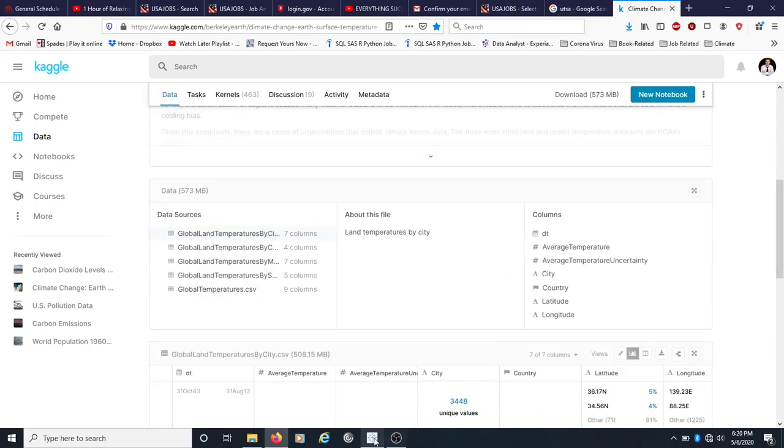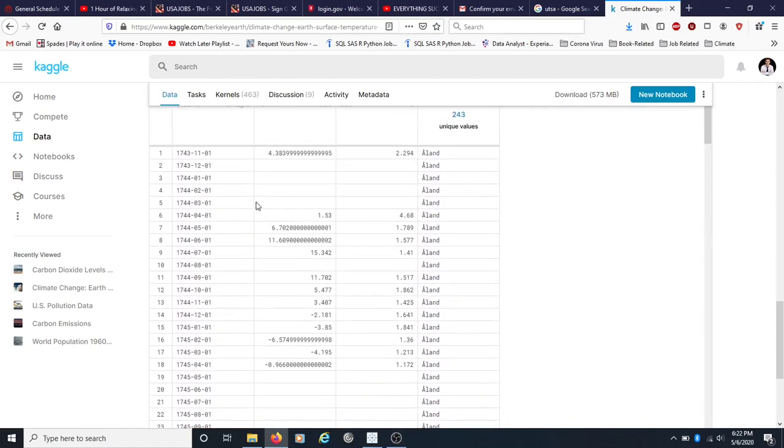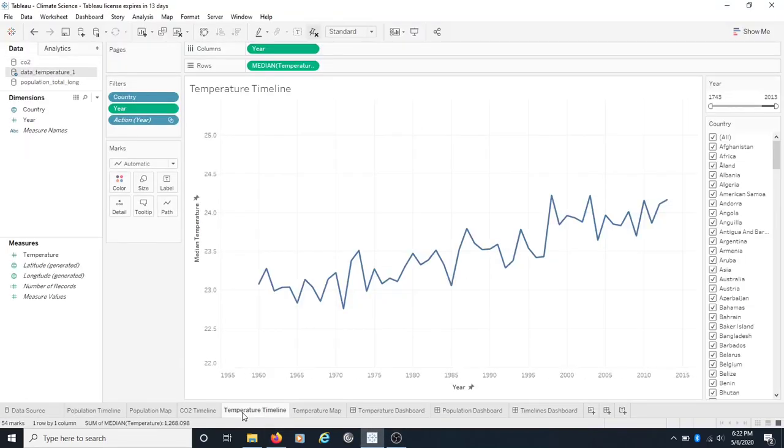So I also got data for temperatures all around the world, and it goes back to the early 18th century. Here's a temperature timeline, and this is global from 1960 to around 2013. Now, one thing that I did was I filtered all the data to only start in 1960, and that's because I'm really skeptical about claims that we know what the temperature was in the 18th century.